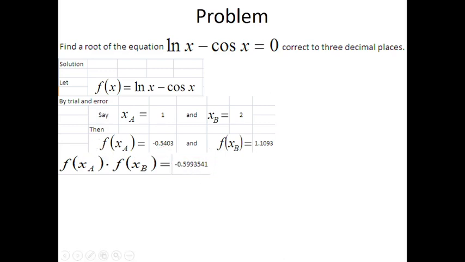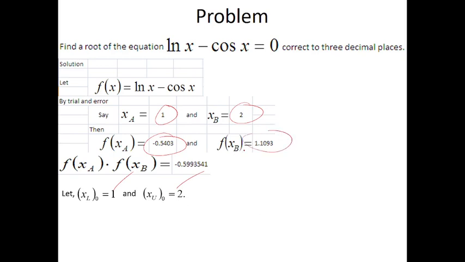Okay? So, pagka ganon, ilalagay natin yung x sub L, initial value na 1, dahil negative siya, yung f of x sub L. And then, x sub u sub 0, 2 naman, dahil positive siya noon.